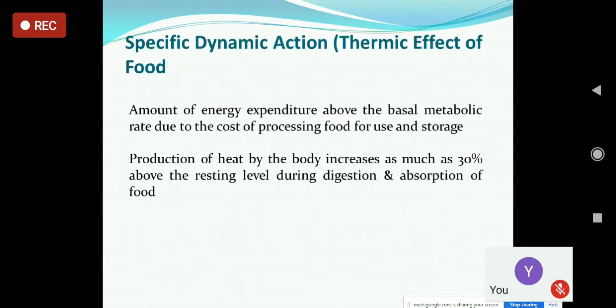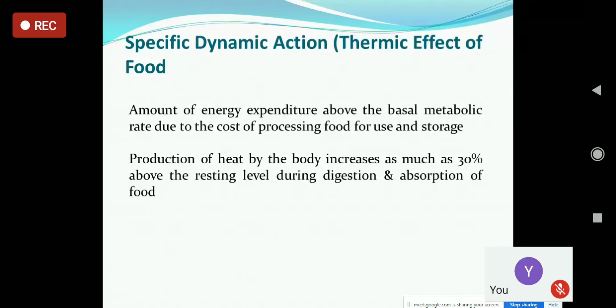Another process that requires energy is the specific dynamic action or thermic effect of the food. The amount of energy expenditure above the basal metabolic rate due to the cost of food processing for use and storage is the thermic effect of the food. This term, specific dynamic action or thermic effect of food, is the cost of digesting the food.